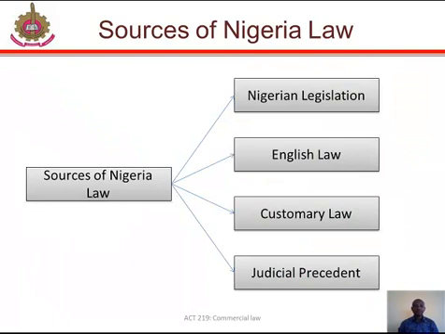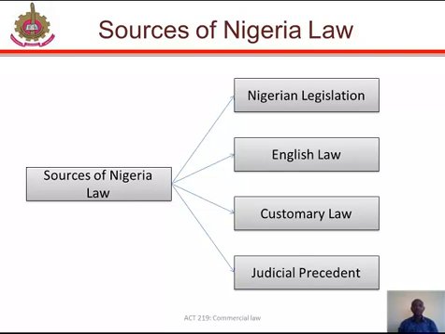There are various sources of Nigerian law. The sources include Nigerian legislation, which consists of statutes and subsidiary legislation. Statutes are laws enacted by the legislature, while subsidiary legislation are laws enacted in exercise of power given by a statute.